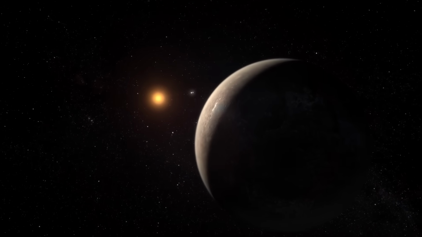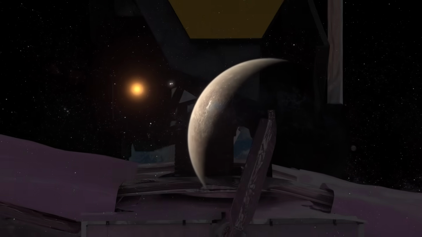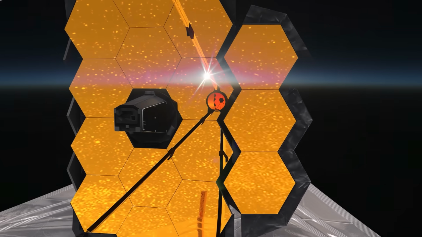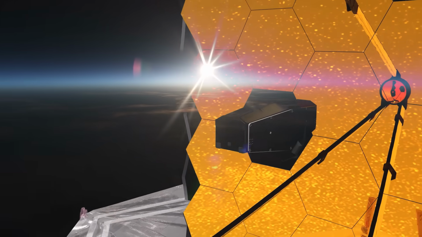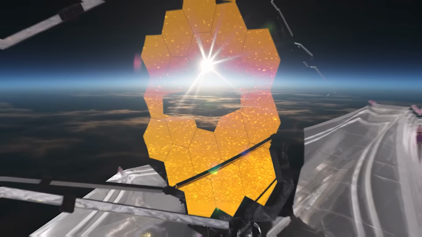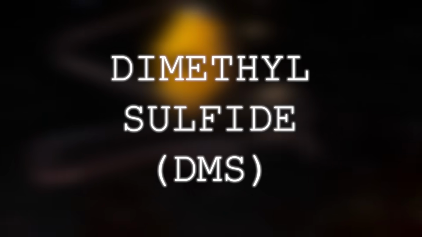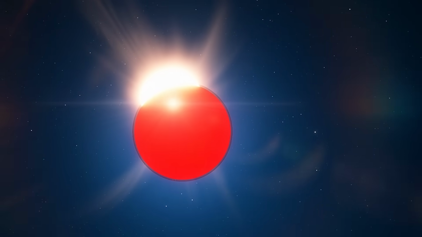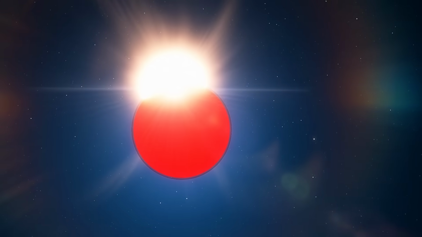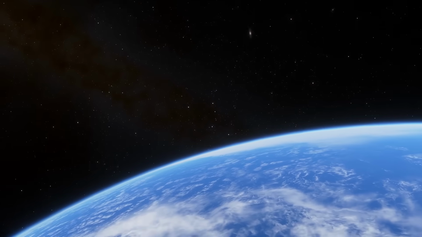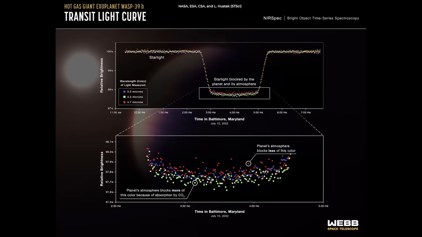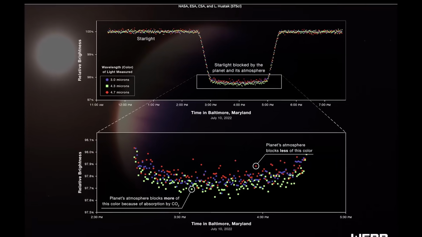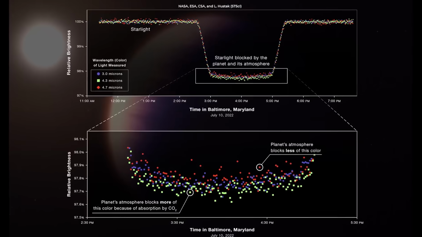But then came the real shock. In 2025, new data from Webb's MIRI instrument, the mid-infrared spectrometer, found not just carbon-bearing molecules, but something far rarer, dimethyl sulfide, DMS. On Earth, this compound is almost exclusively produced by living organisms, specifically marine phytoplankton. The presence of DMS in a planet's atmosphere would be like stumbling on a trail of oxygen on Mars. It's not just chemistry anymore, it's biology knocking on the door.